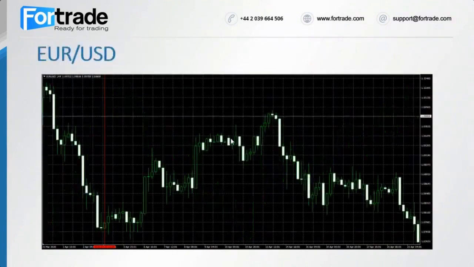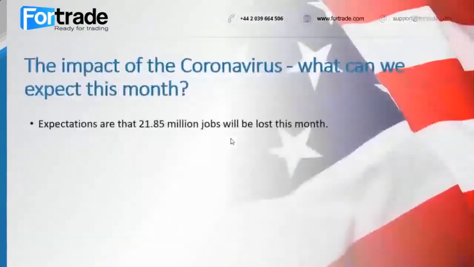You can see the euro dollar here. After the results were announced, we can see the euro dollar moved higher and continued the trend in the following days. The thing to keep in mind is that the dollar is often volatile on the day of the NFP, but that the NFP can also represent a good trading opportunity. But what can we expect this month?